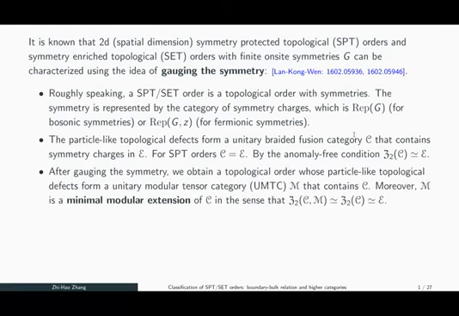Then we try to gauge the symmetry. After the gauging process, we obtain a topological order whose particle-like topological defects form a unitary modular tensor category. Because for the topological order, the anomaly-free condition means the topological defects form a modular tensor category M. And also M contains C, so we say M is a modular extension of C. Moreover, M satisfies a minimal condition in the sense that the Müger centralizer of C in M is equivalent to E.